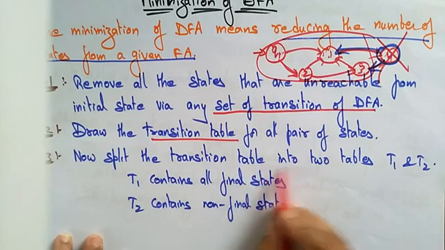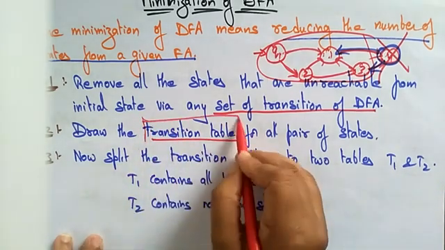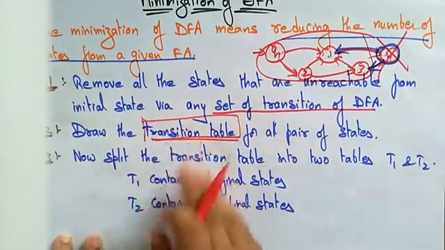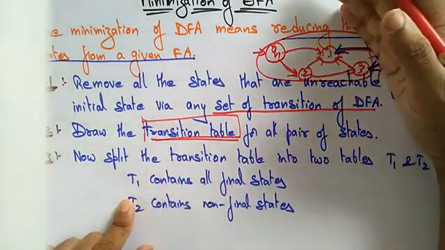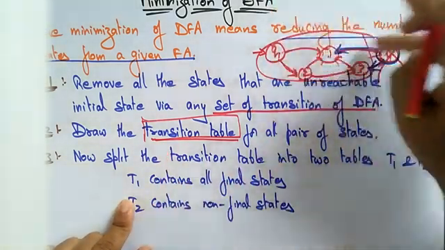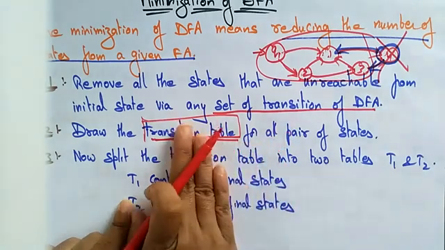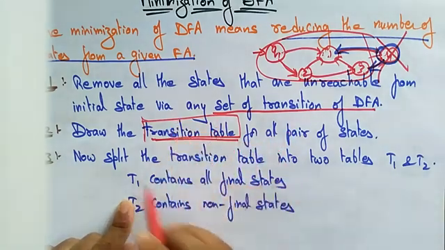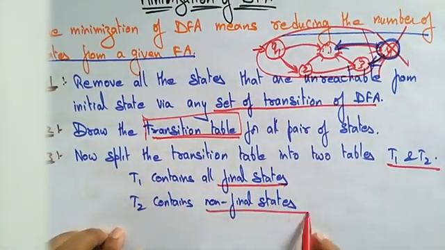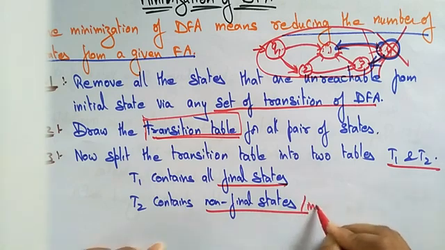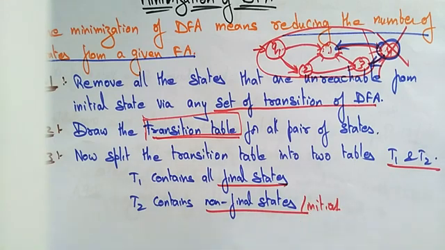Now split the transition table into 2 tables. Whatever transition table I got, I want to split into T1 and T2. Why am I splitting? First, follow the algorithm; after seeing the example, you can clearly understand. So after removing the unreachable states, I draw the transition table, and I split it into 2 tables, T1 and T2. T1 contains all final states and T2 contains non-final states, which includes the initial state.